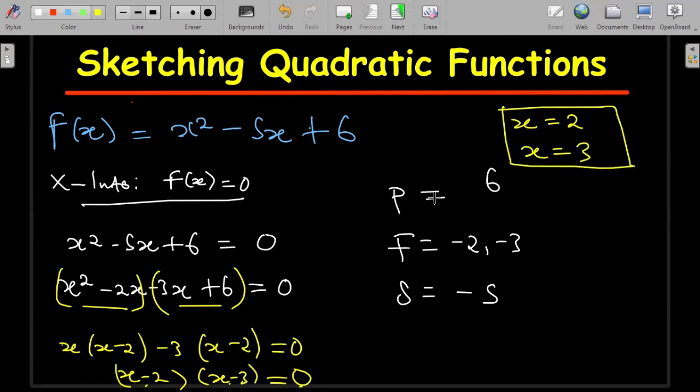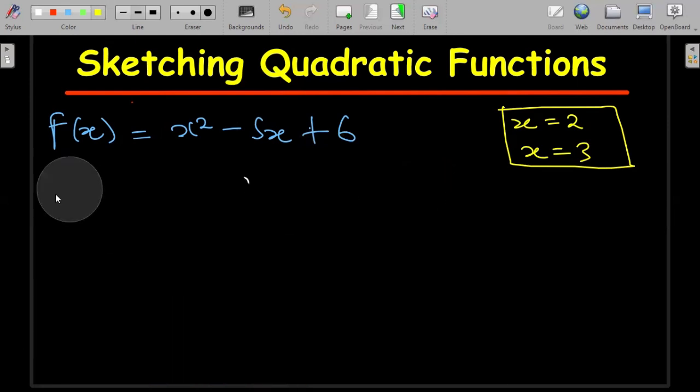Our x-intercepts. Okay? So it means the curve has to pass at 2 and at what? At 3. So any questions there before we find the y-intercept? Okay, so if there are no questions, let's find the y-intercept now.